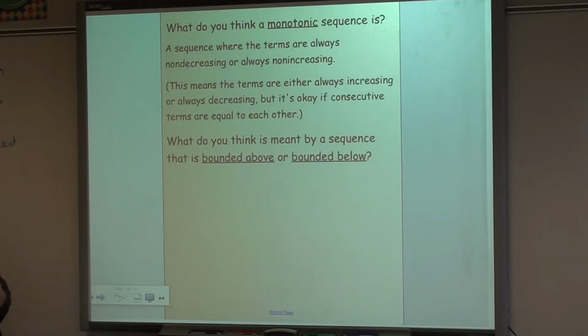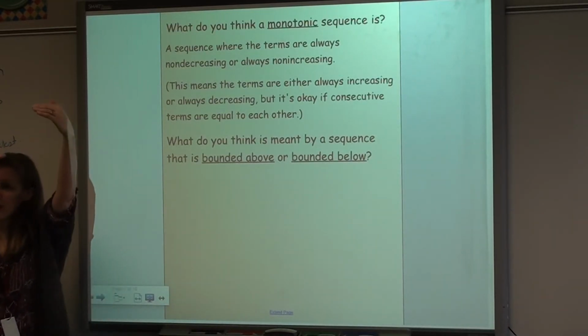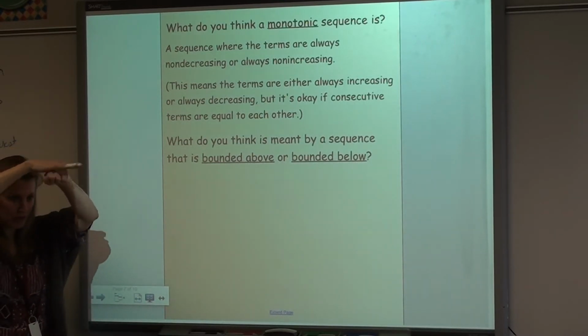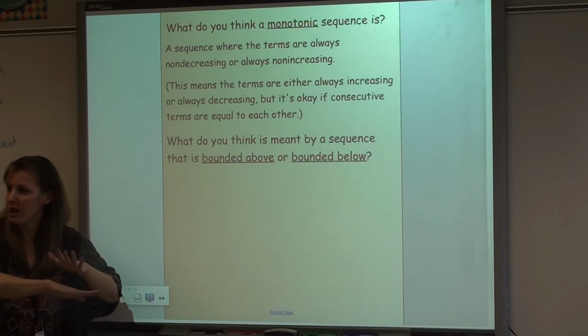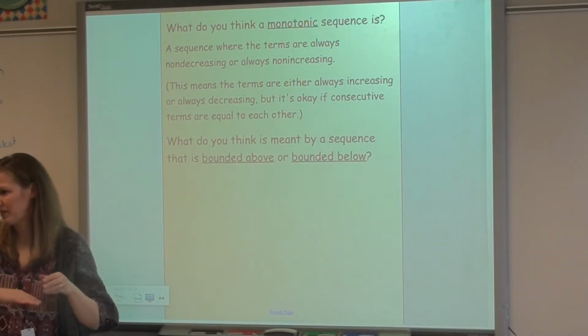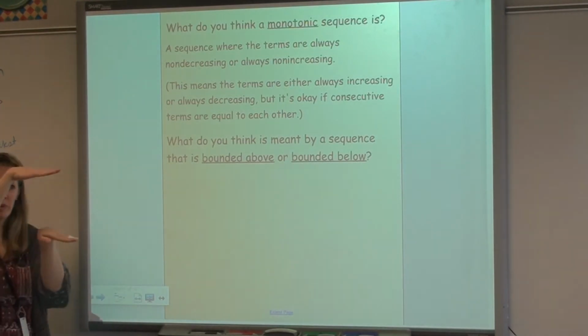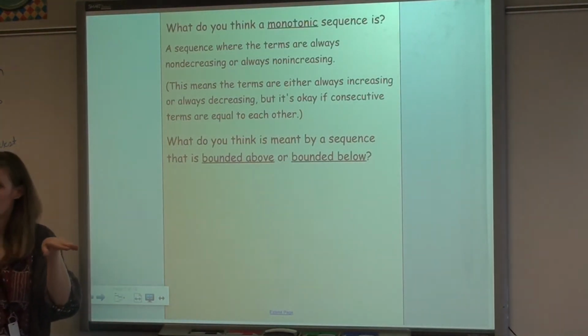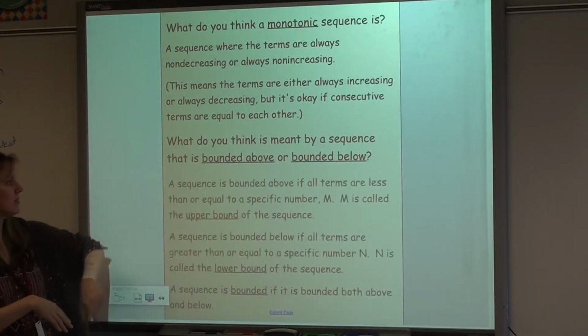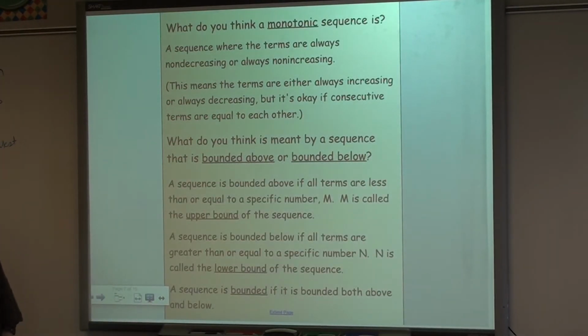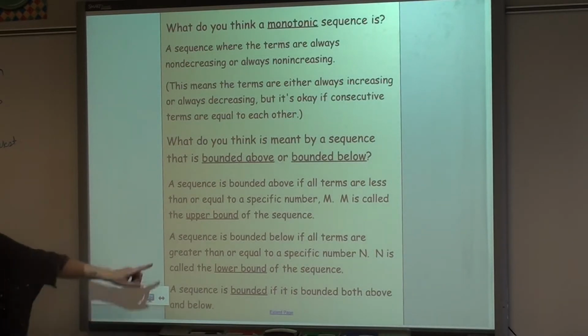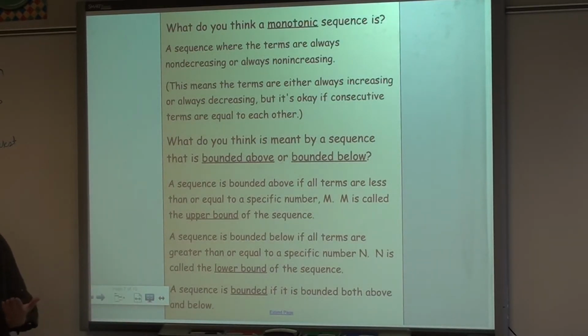So bounded basically means that there is a y value that it never goes above. That means it's bounded above, it has a top boundary. Bounded below means there's a y value that never goes below. It has a bottom boundary. Does that make sense? So if you're bounded both above and below, like a logistic equation, then it has both boundaries. So a sequence is bounded above if all the terms are less than or equal to some number, and it's bounded below if all the terms are greater than or equal to some number. And then a sequence is called bounded if it's bounded both above and below. Then it's a bounded sequence.